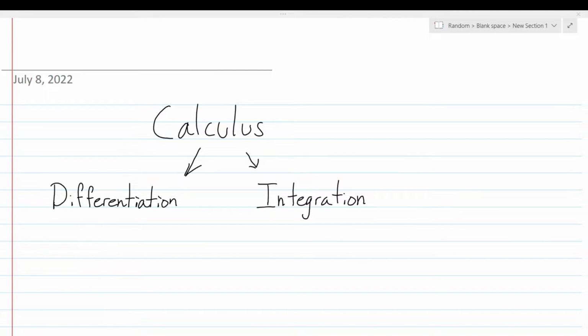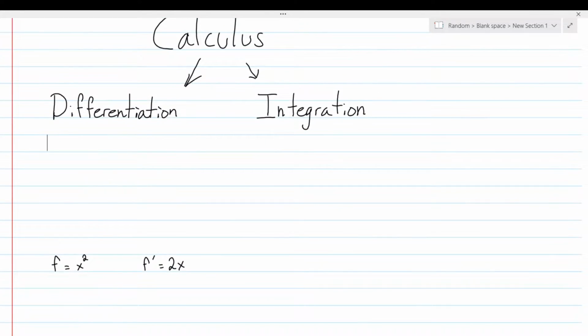A derivative is a measure of a rate of change. If I had a function like f is equal to x squared, and I took the derivative, I would get f prime is equal to 2x. What this tells me is the rate of change of the function of f at a given value for x. For example, at x is equal to 1, f prime is 2.